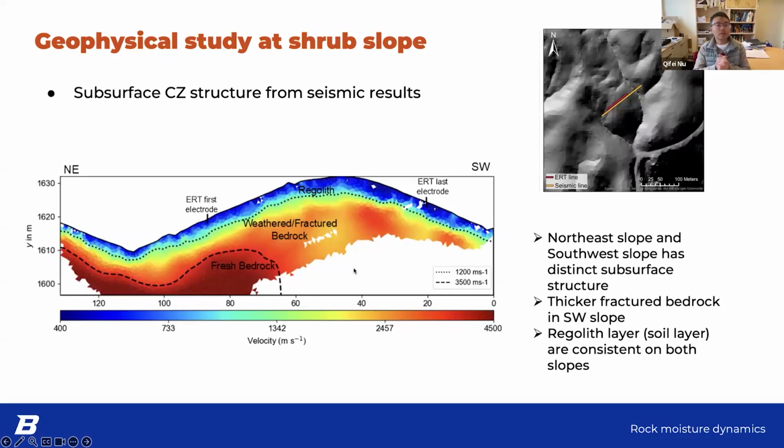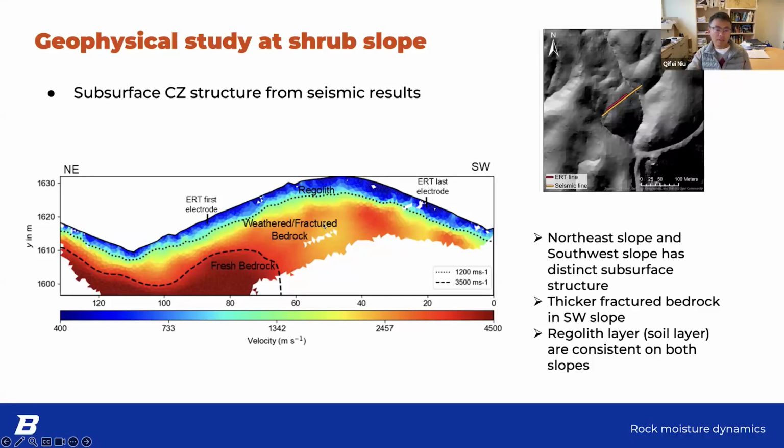Okay, this one shows the critical zone structure from seismic results. And remember, we have the seismic survey. It crosses the ridge, and also reaches part of the valley bottom, and that's this side. That's the northeast side. For the southwest side, it goes into a small catchment also, but didn't reach the bottom yet.